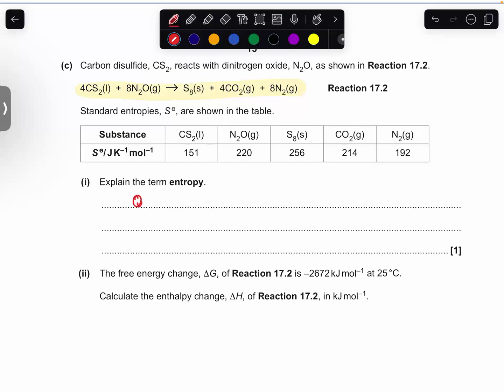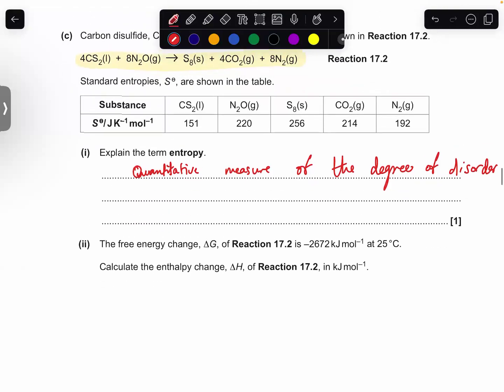Entropy is the quantitative measure of the degree of disorder. How much disorder is there in a system? Does the degree of disorder increase or decrease in a reaction? We have a look at.